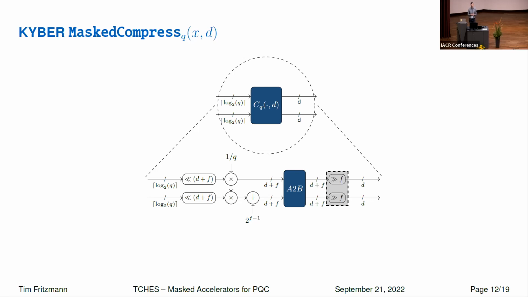And before we shift back to our desired result, we apply an A to B conversion, and we apply this A to B conversion in order to avoid the complex carry computation for the shift operation. So the shift operation in the arithmetic sharing requires a carry handling, but in a Boolean sharing, we can neglect the carry operation. So as you can see, we have quite simple operations and only one A to B conversion in order to handle the masked ciphertext compression.